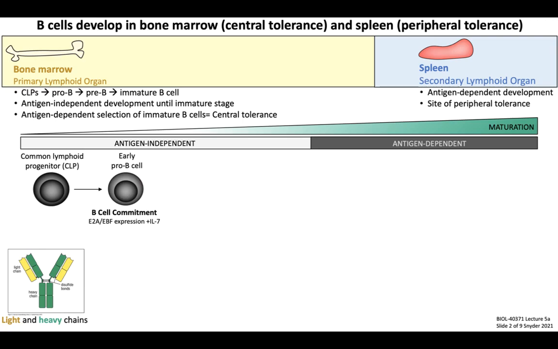EBF. These cells must also receive a pro-survival signal through the cytokine IL-7 that's present in the bone marrow in order to progress to the next stage of development. So these cells must also express a functional IL-7 receptor.